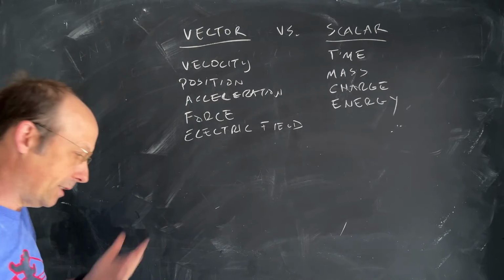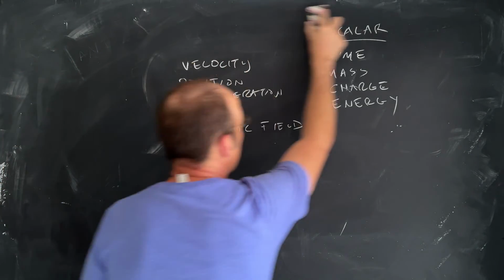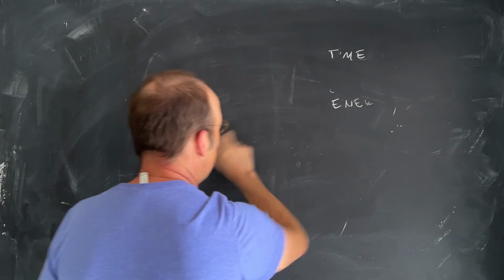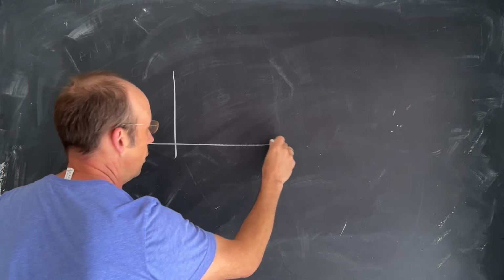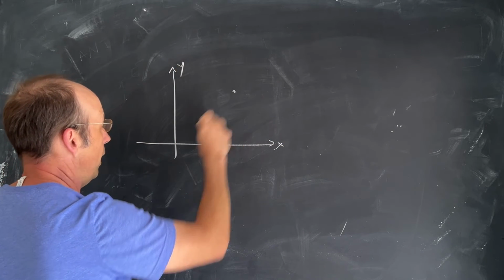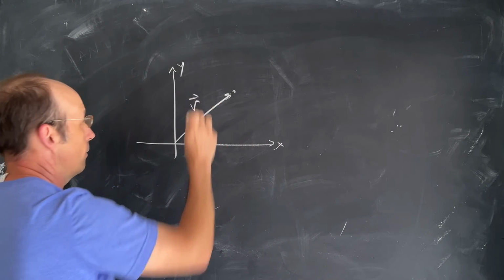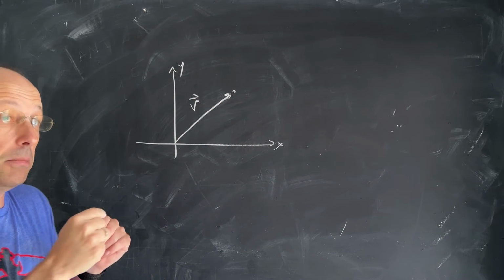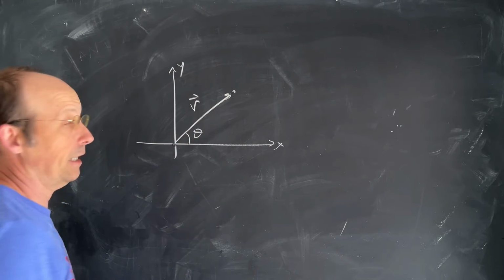So, but how do you represent a vector? Let's just draw a vector. Let's use a position vector because it's easier. So here's the xy axis. Suppose I have some point right here. I can represent that as the vector r. And it has some distance from here to there, and it has some angle with respect to the x-axis, theta.